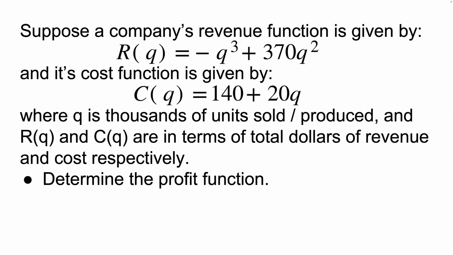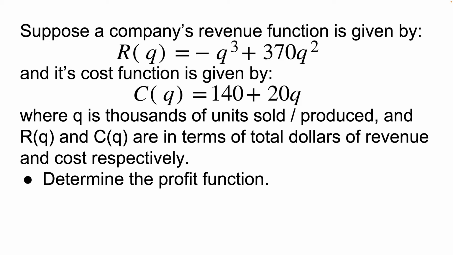Suppose a company's revenue function is given by R of Q is equal to negative Q cubed plus 370 Q squared, and its cost function is given by C of Q equals 140 plus 20Q, where Q is in thousands of units sold and produced, and R of Q and C of Q are in terms of total dollars of revenue and cost, respectively. Let's determine the profit function.